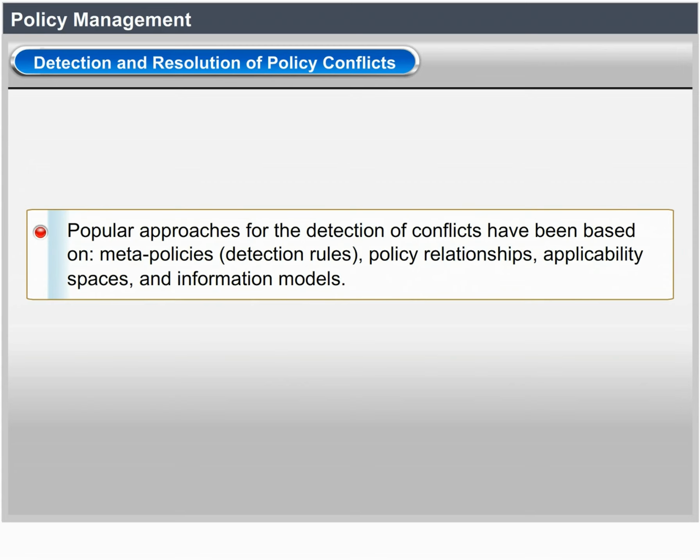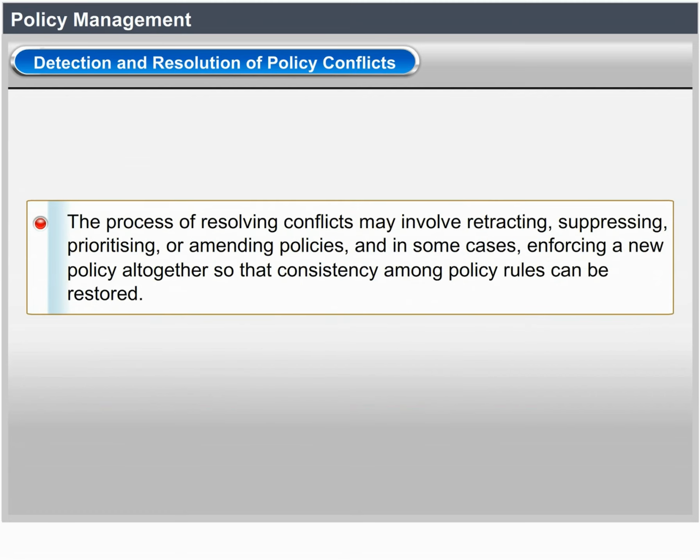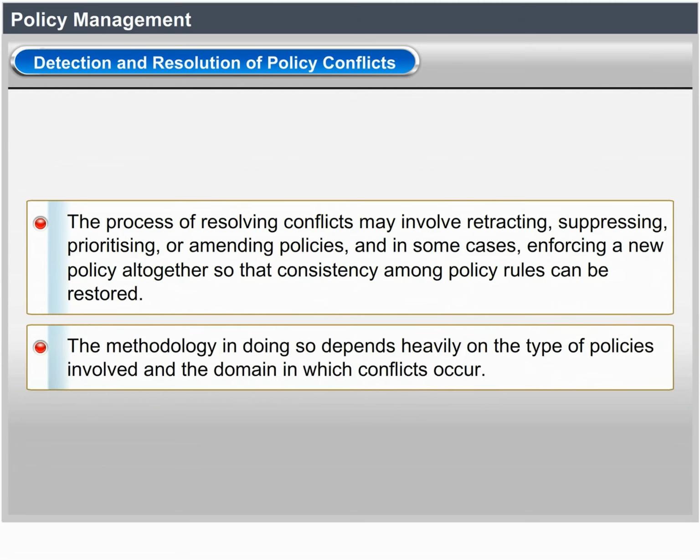Resolution is the latter part of policy analysis, which aims at handling detected inconsistencies, preferably in an automated manner so that consistency among policies can be restored. The process of resolving conflicts may involve retracting, suppressing, prioritizing, or amending policies, and in some cases enforcing a new policy altogether so that consistency among policy rules can be restored. The methodology in doing so depends heavily on the type of policies involved and the domain in which conflicts occur.